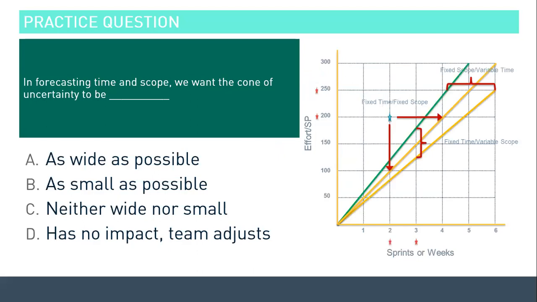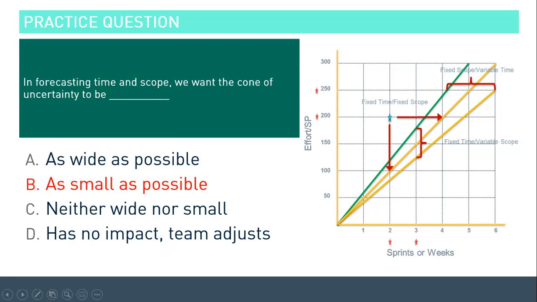Question for you. In forecasting time and scope, we want the cone of uncertainty to be what? Hit the pause button if you need additional time. 3, 2, and 1. In forecasting time and scope, we want the cone of uncertainty to be as small as possible. The smaller and tighter it is, the less likely you are going to go out of that band of possibilities. So when you make your estimates, you don't want it to be minus 75 to plus 25. No, you want it to be as narrow as possible.